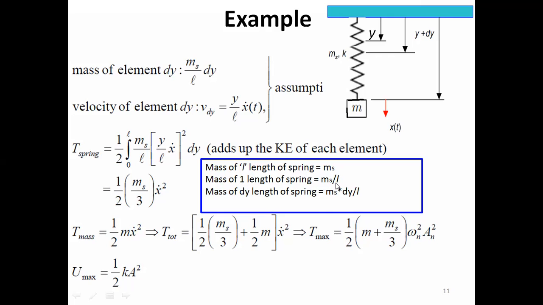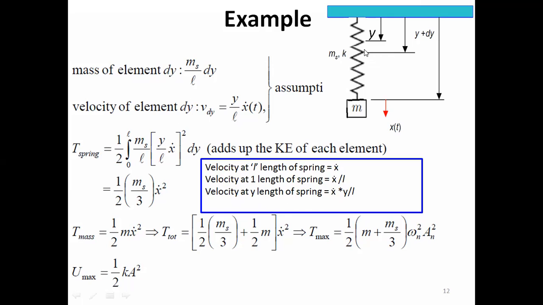We want to find the mass of size dy of the spring, the mass of the differential element dy of the spring. So multiplying the equation on both sides by dy, the mass of dy length of the spring is equal to m_s times dy by L. So the mass of the differential element dy of the spring is equal to (m_s/L) times dy.